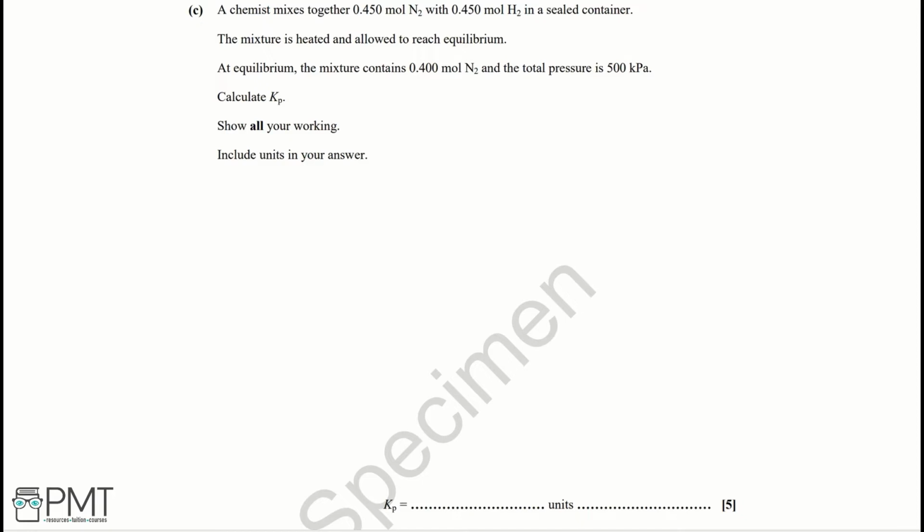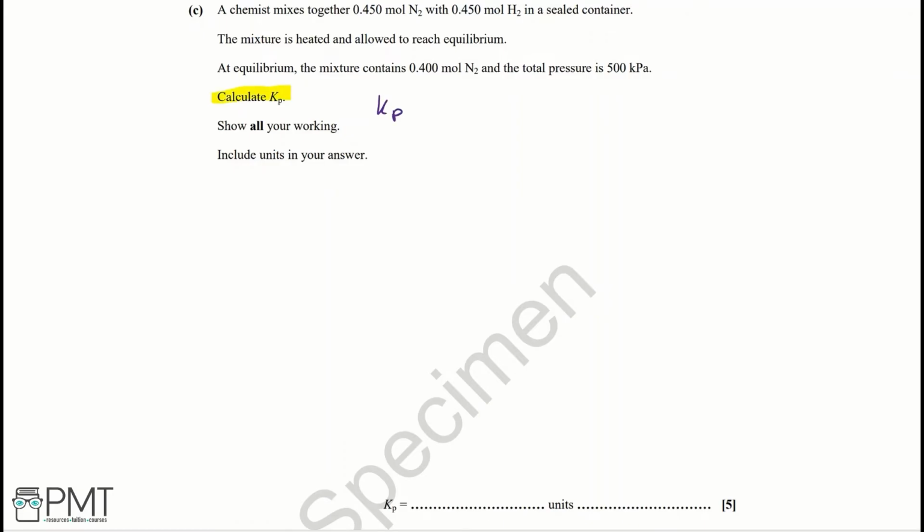The mixture is heated and allowed to reach equilibrium. At equilibrium, the mixture contains 0.400 moles of N2 and the total pressure is 500 kilopascals. Calculate Kp. Show all your working. Include units in your answer. Firstly, let's write an expression for Kp.